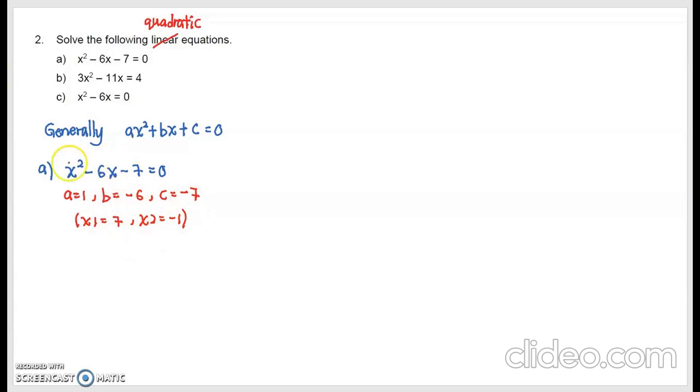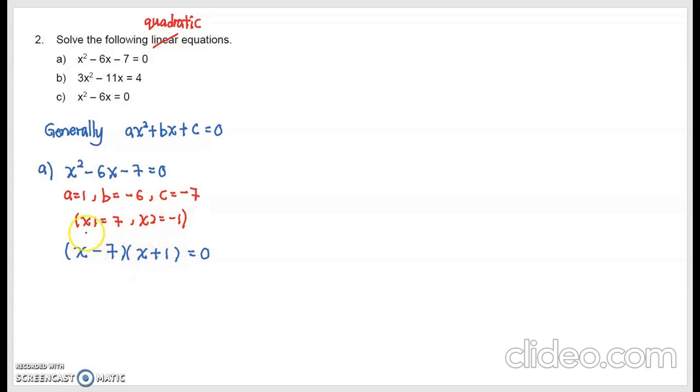So what we have to do is factorize, which means we need to put 2 brackets equal to 0. This is how we're going to factorize. Since x1 is 7, in the bracket we should write x, and here, since it is positive, we put negative 7. And then x2 is negative 1, so we put x plus 1. If here is positive, we have to put negative. If here is negative, then we have to put positive.